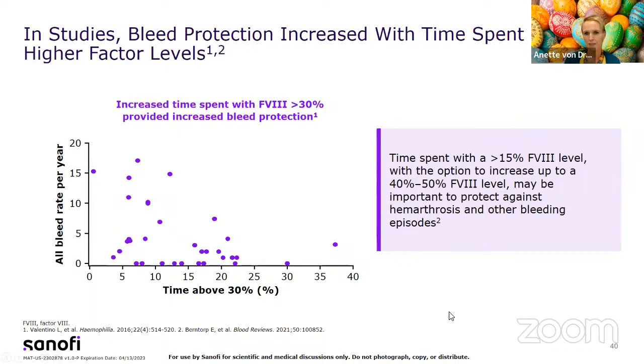But in this study, it was a PK-guided study with a short half-life product. It showed that time spent above the 15% level really was optimal, with the option, if one could even increase to 40 to 50%, may be important to protect against hemarthrosis and other bleeding episodes.